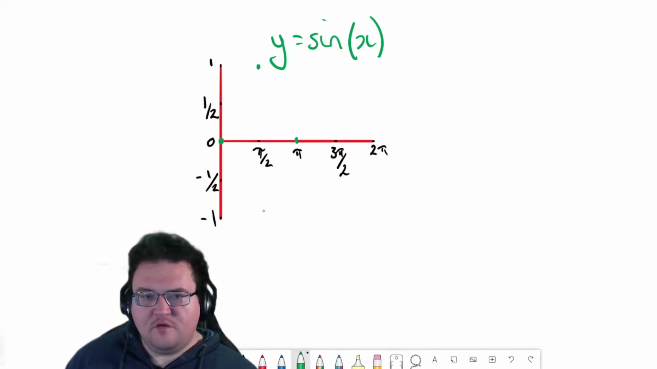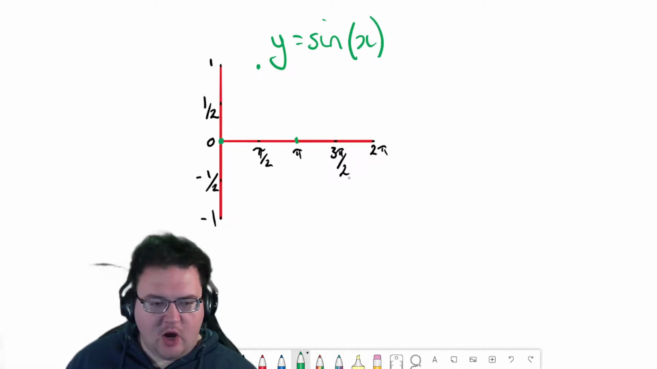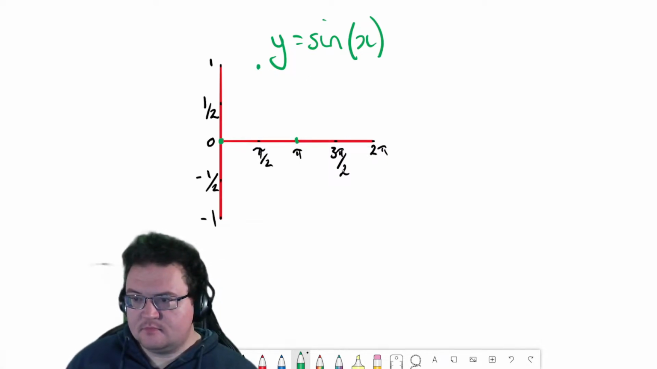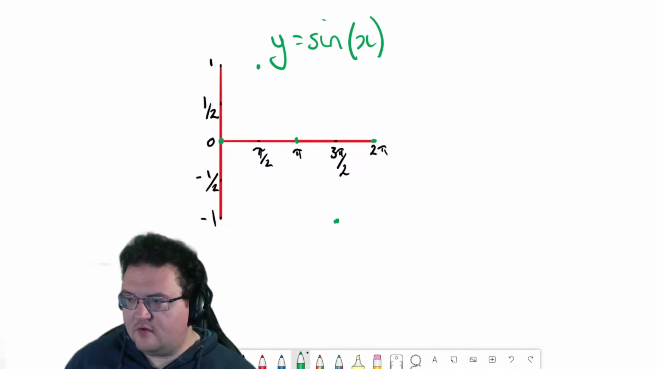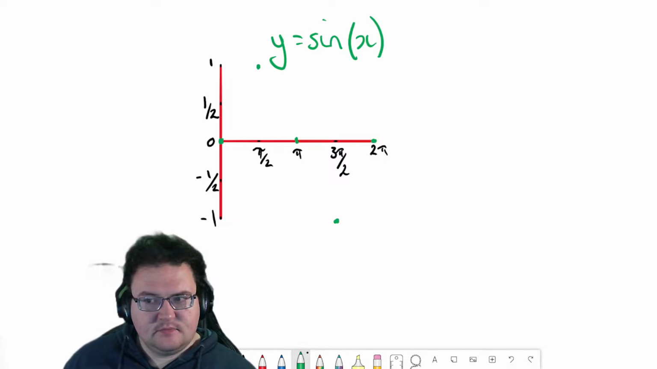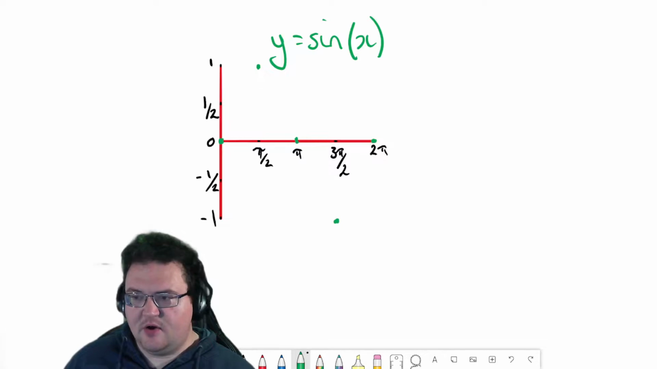Now we move past pi into the third quadrant, so this is between pi and 3 pi on 2. What is sine of 3 pi on 2 going to be, based on our exact values table and symmetry properties? It's going to be all the way down to -1. And then sine of 2 pi, we come all the way back around to the start, which at 2 pi is 0.